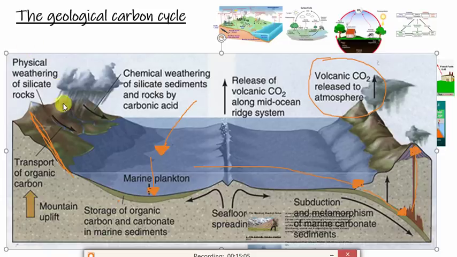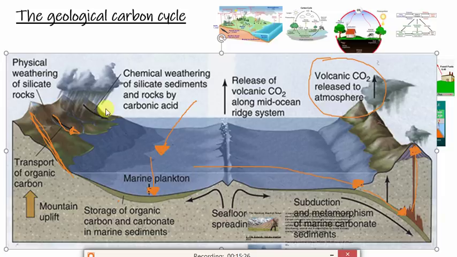And then what can happen to mountains and rocks? Well, they can get weathered by acid rain, and rivers then, through erosion and transportation, can transport that carbon back into the oceans.